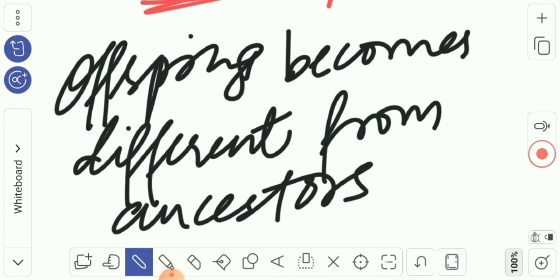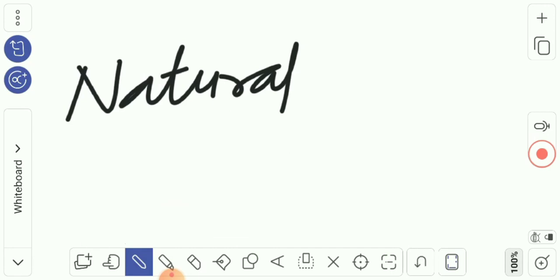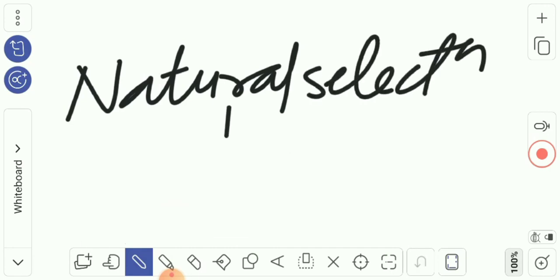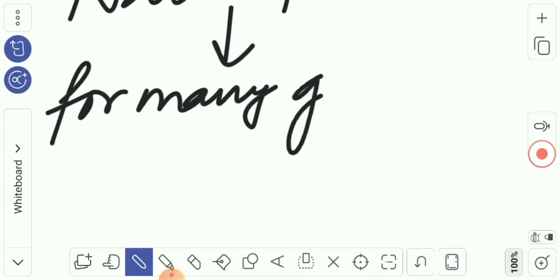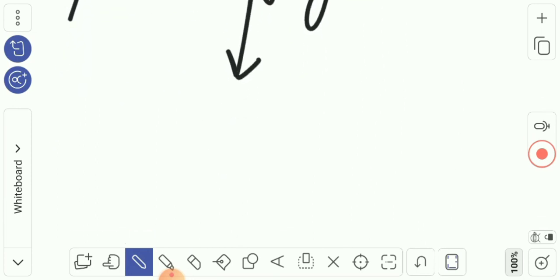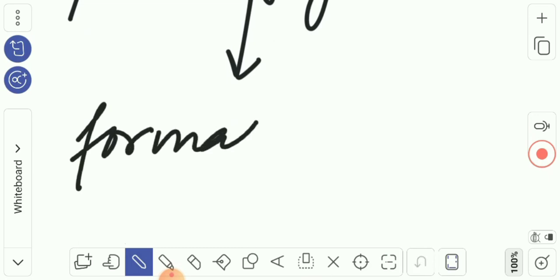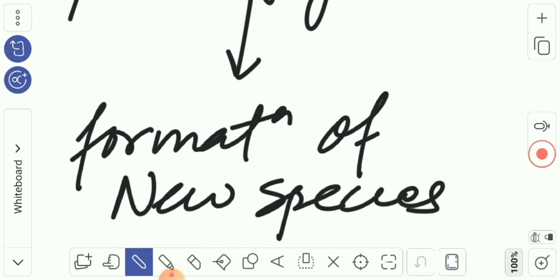In the next generation, the process of natural selection repeats. So after many generations, a new species is formed. So what is that? Natural selection, for many generations, results into formation of new species. Okay, so these were the 5 main features of the theory of natural selection.